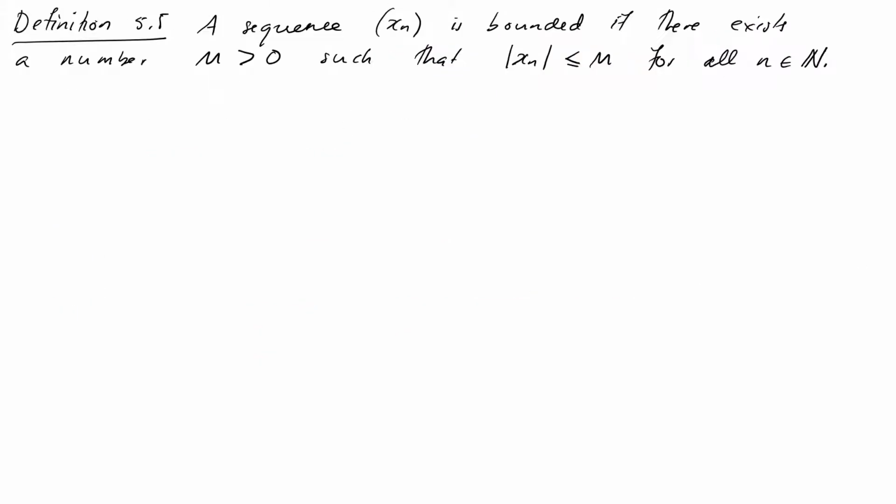Okay, so just like for sets, we can define the notion of boundedness for sequences as well, and they apply almost exactly the same way. So the definition says a sequence is bounded if there exists a number m such that the absolute value of xn, our sequence terms, are less than or equal to m for all n in natural numbers N. So first off, note that the absolute value of xn is less than or equal to m is exactly the same thing as writing negative m is less than or equal to xn is less than or equal to m. They mean exactly the same thing.